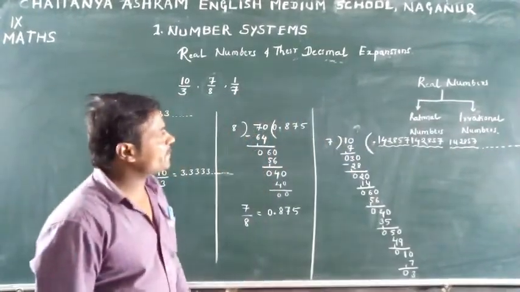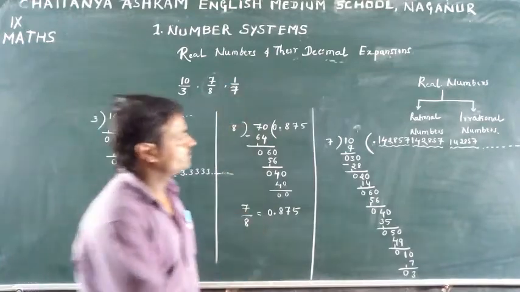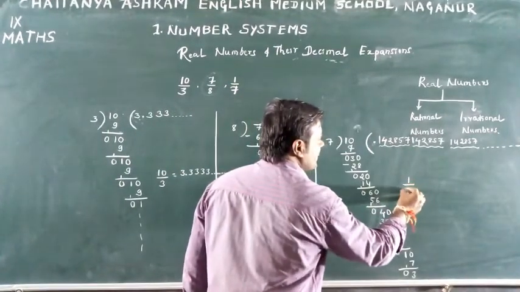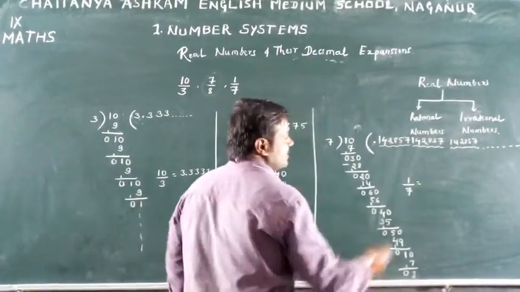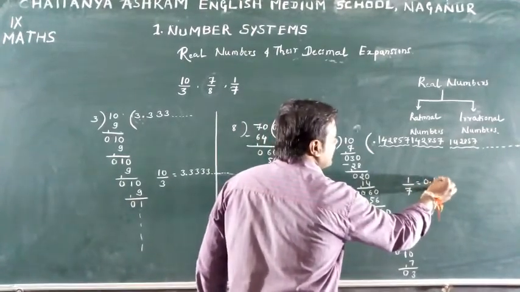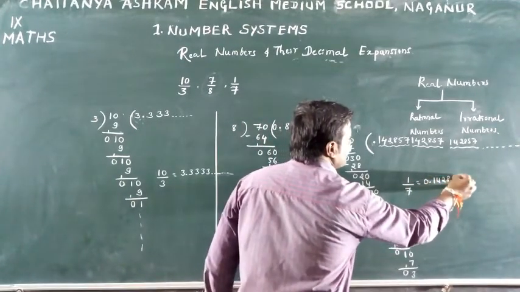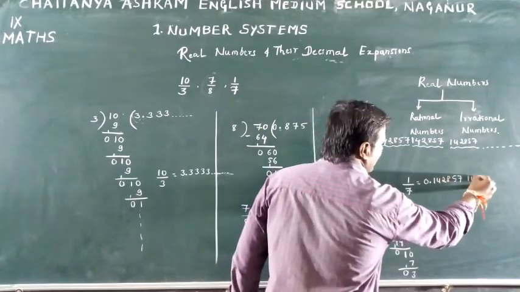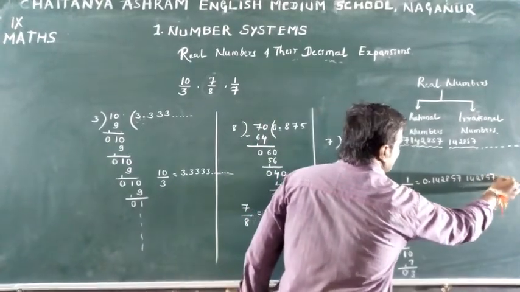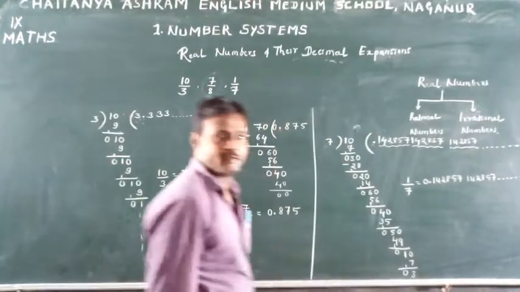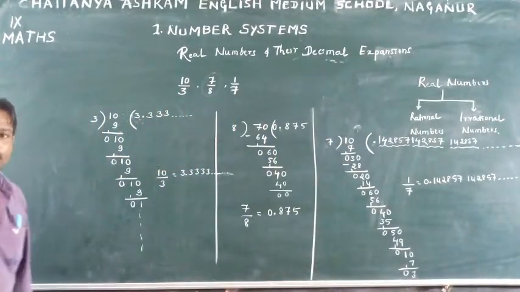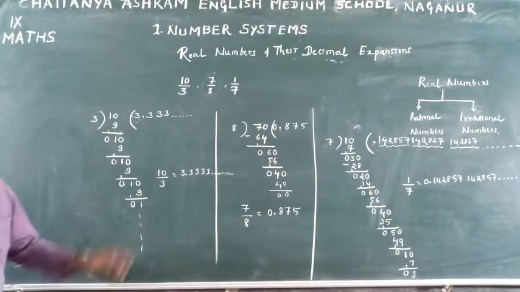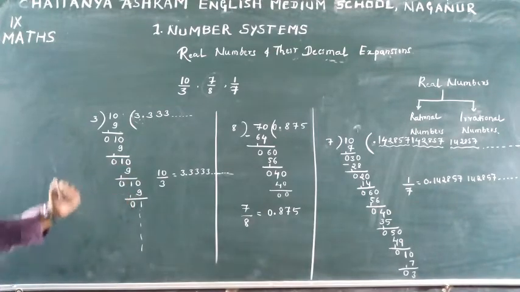So the decimal expansion of 1 by 7 is 0.142857, again 142857, and so on. Yes or no? So now, dear children, observe very carefully.